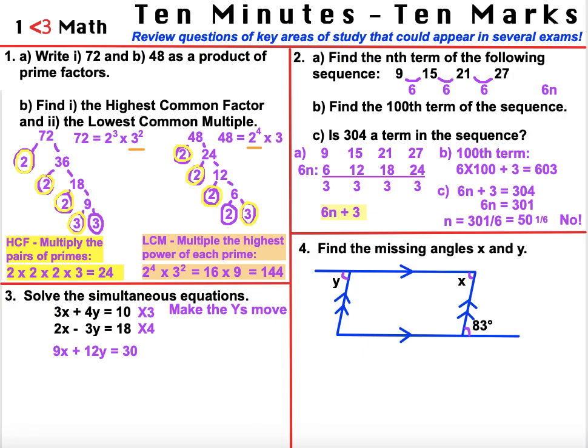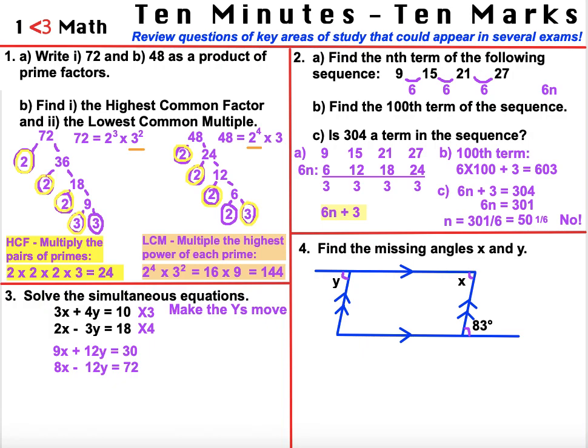So, the first equation is going to be 9x plus 12y equals 30. I've timesed 3x by 3, 4y by 3, and 10 by 3 to create my new equation with 12y. My second equation, I'm going to multiply by 4. I get 8x minus 12y equals 72. So now I've got 12y in both. I now go to my question.